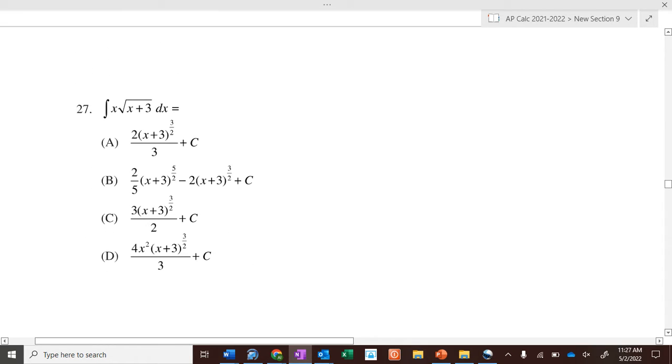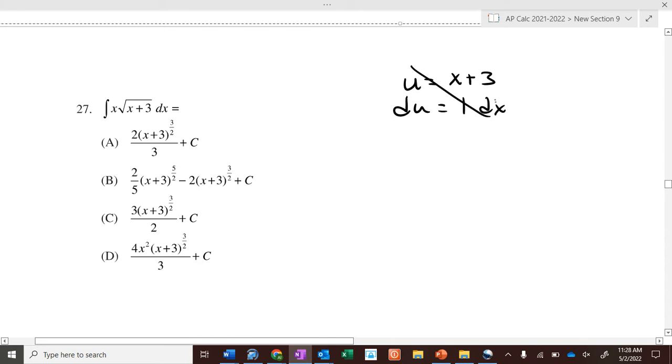Okay, I don't remember if we did integration by parts in here. I don't think we did. So usually you'd look at this and think, okay, I've got to take the integral of the inside. So u would be x plus 3, du would be 1 dx. But there's an extra x sticking out in front of there. So you can't quite do it that way.